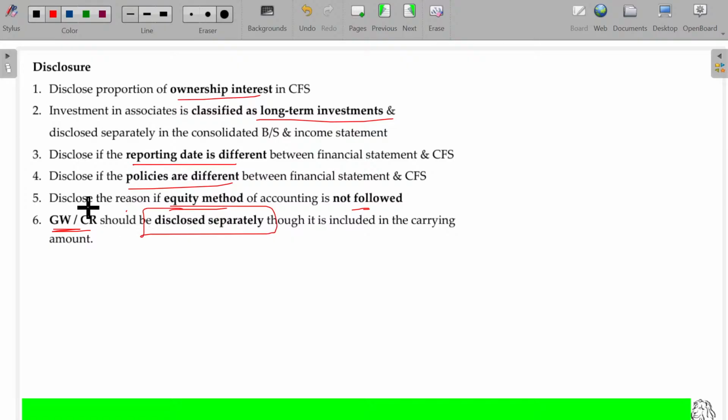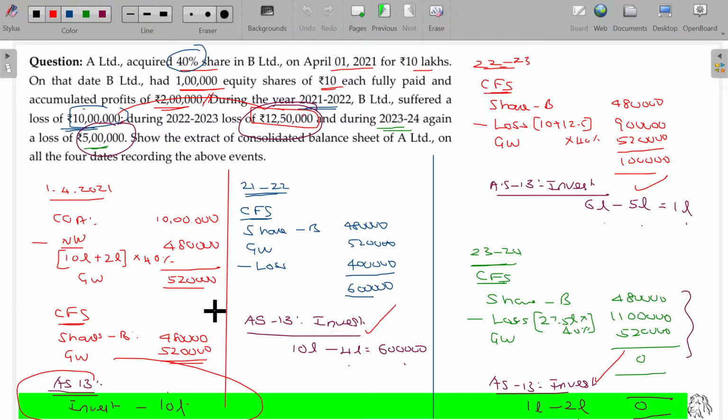You understand? So both seem to be the same, like under CFS the value is the same, under AS also the value is the same, but under CFS goodwill is shown separately. That's why. What about the main difference between the CFS model and the separate investment model? Okay.